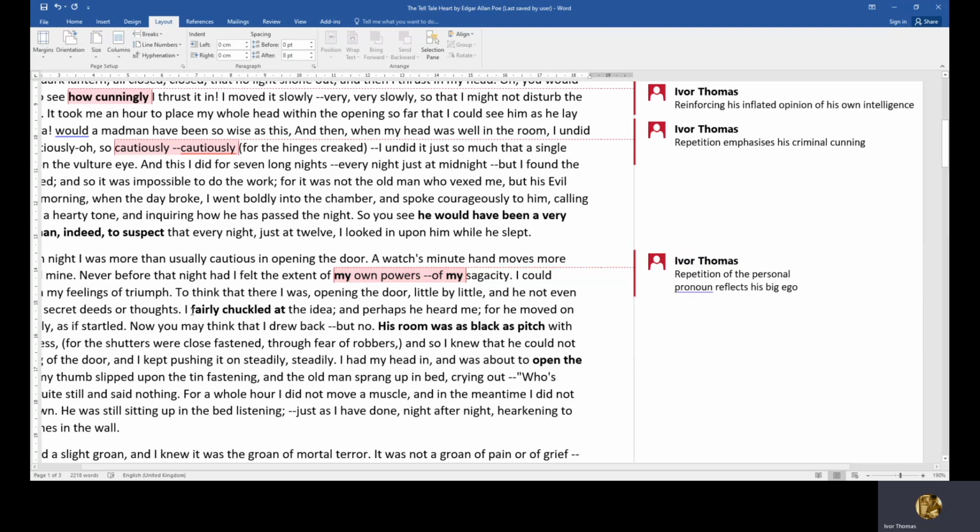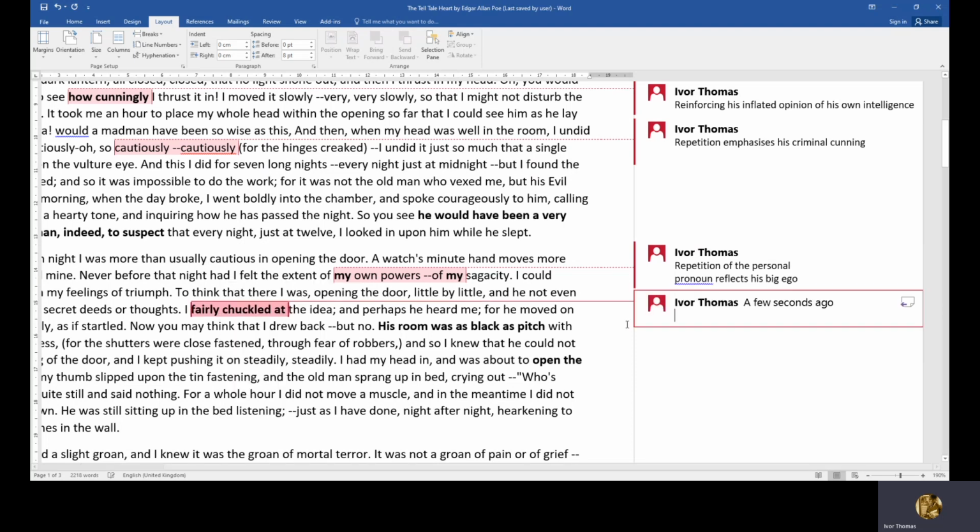I fairly chuckled at the idea. This is rather insane. His neurosis is his own intelligence. He's obsessed with his own brilliance, or we could say apparent brilliance at this stage. And this is slightly insane.